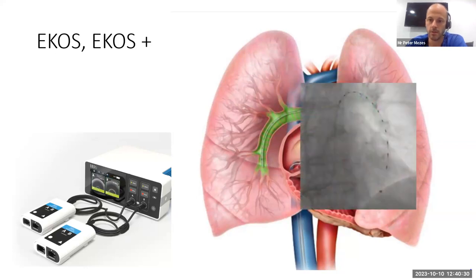So this is how it looks on X-ray when we place a catheter. It's got these little dark dots where the emission of the ultrasound waves happens. And you can place two of these catheters, one into each side, and let the lytic run over several hours.